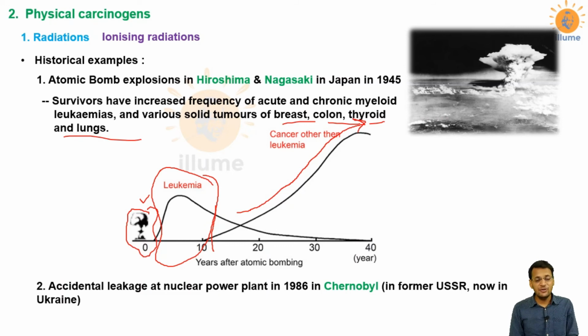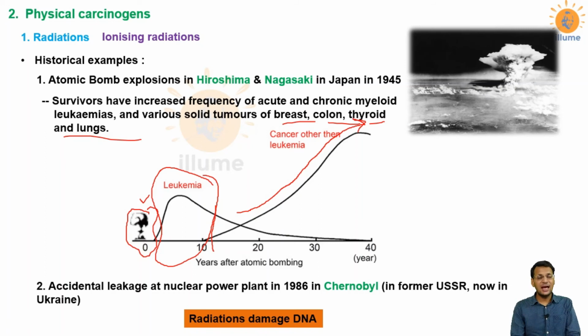The next example we very well know about is Chernobyl, where in 1986 there was a man-made disaster, wherein there was an accidental leakage at a nuclear power plant. So what are nuclear power plants? These are the plants where nuclear energy is used to produce electrical energy, and there was an accidental leakage of radiations that caused havoc in Chernobyl. Chernobyl in 1986 was under the USSR, but is now in Ukraine, which is a neighboring country of Russia.